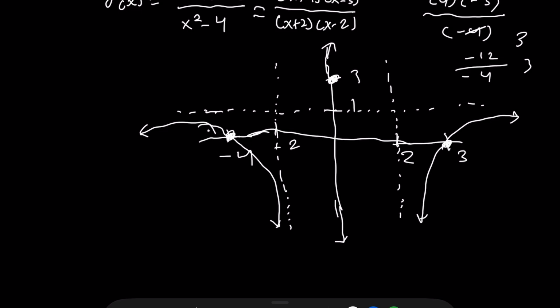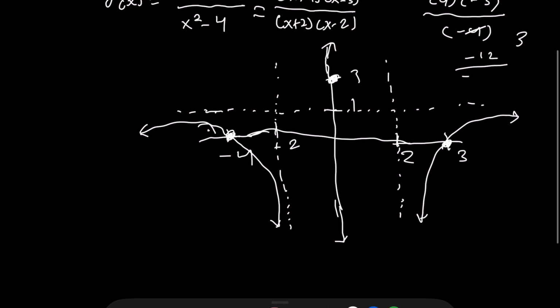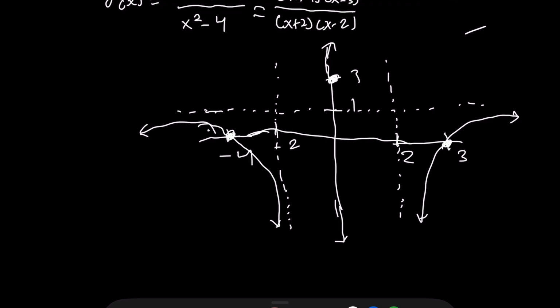We also just need to plug in points around it. I'm going to plug in 1 and -1 so we can actually see the behavior of the graph. If we plug in 1, we get 5 times -2 on top, so -10, and -3 on the bottom, right? So there's like 10 over 3. That's greater than 3, so something like that, like right there.